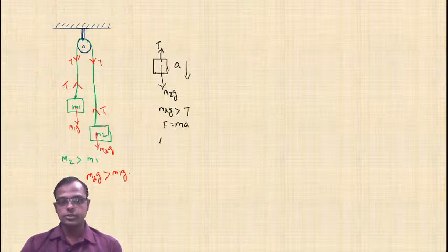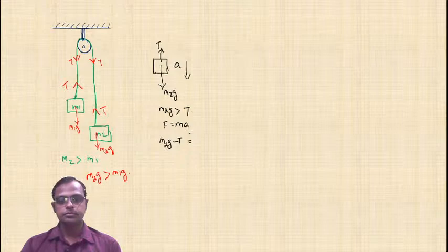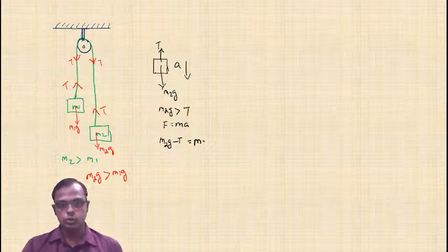So what is the resultant force here? M2G minus tension is equal to M2 into A. There's a slight lagging, doesn't matter. So M2G minus tension is equal to M2A. That is the first equation.